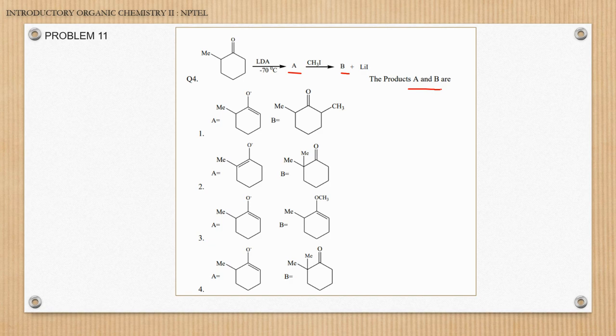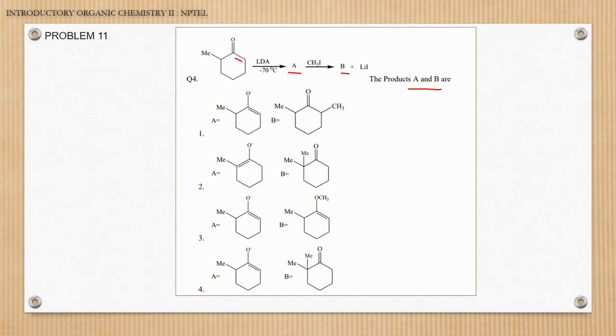Can anyone tell me what A and B are? Based on the previous things which we have discussed, LDA at zero at lower temperature will give you a kinetic enolate, and after that, this enolate is subjected to option A, the first option. So here, what was happening?